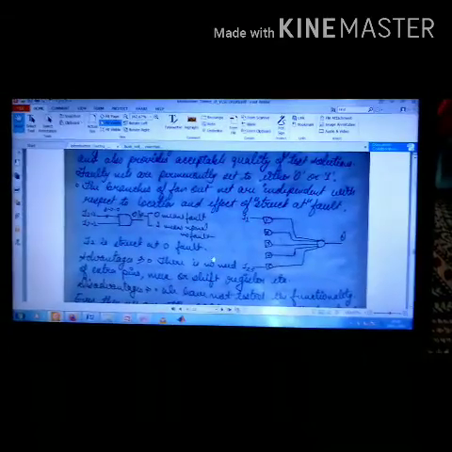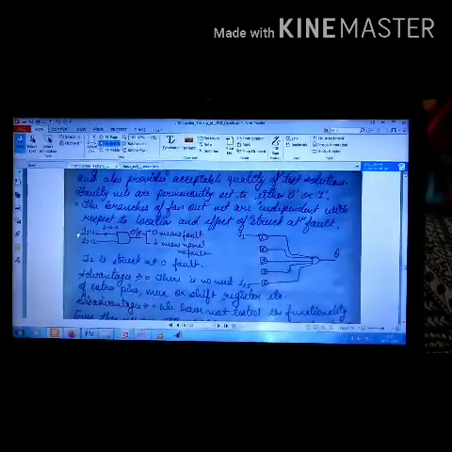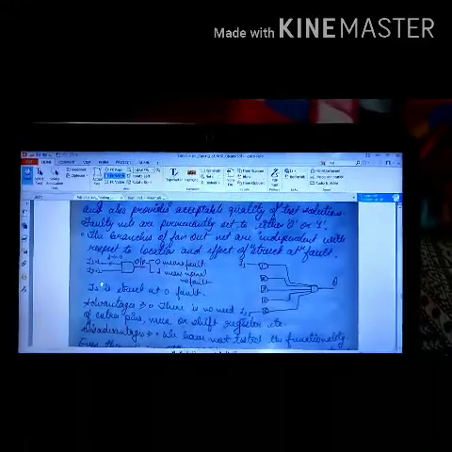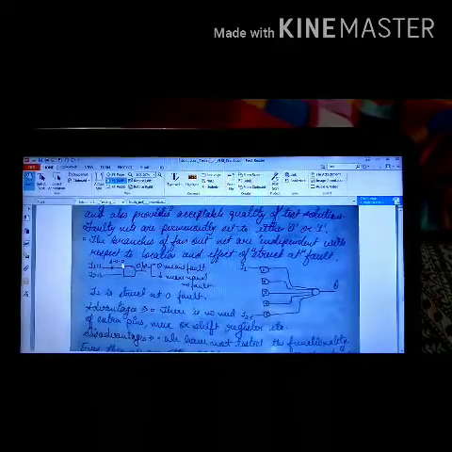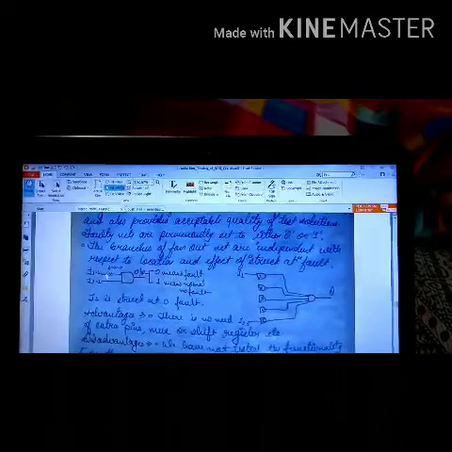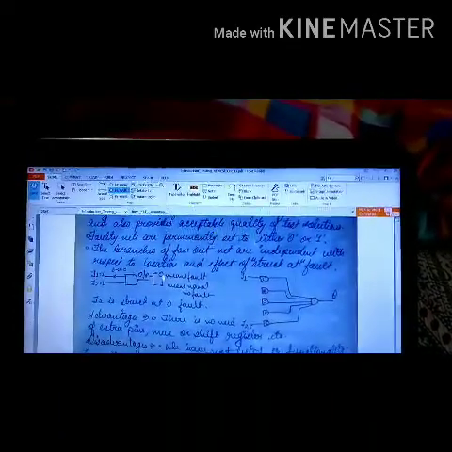Okay, so let us take a very simple example. If this is an AND gate and we have given inputs input 1 and input 2, both equal to logic 1, and suppose this input 1 net is stuck at 0. So in the normal case I will get 1 because both the inputs are 1, but if there is a fault then I will get an output of 0.